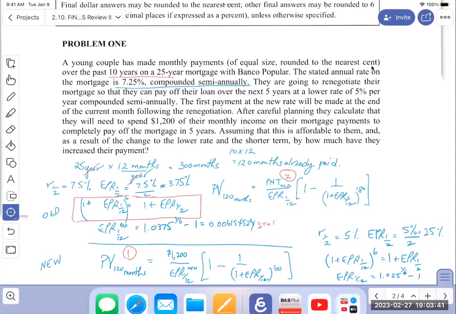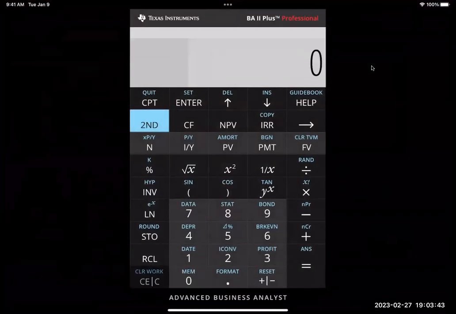Okay, so for the calculator, I'm going to start with my interest rate conversion to monthly. So it's 1.025 to the power 6 inverted equals minus 1. So this is my new one. So I'm going to store that in number 2, because number 1 is the old rate.